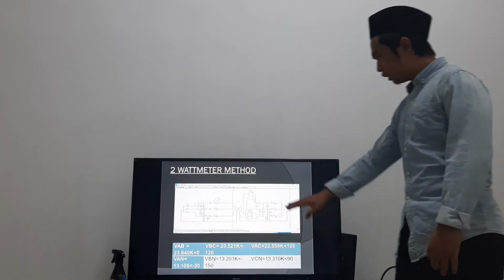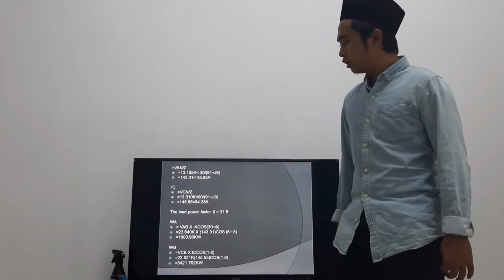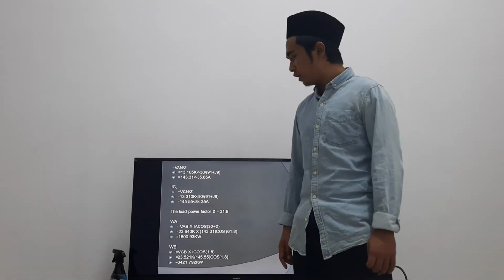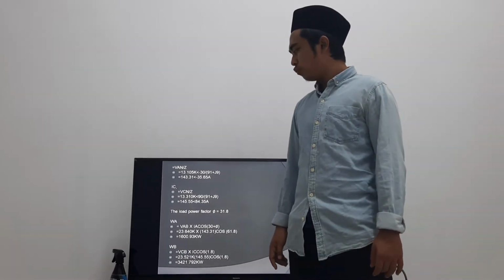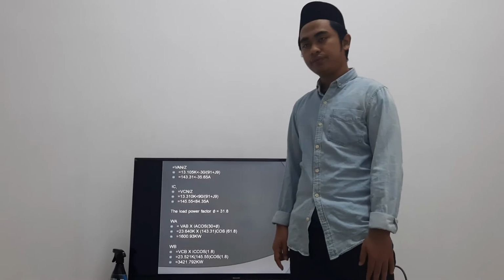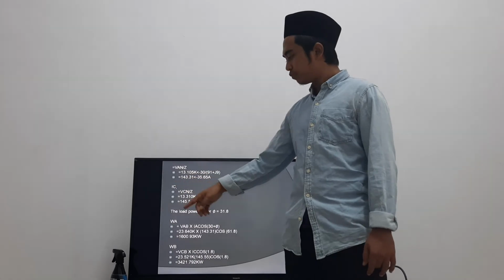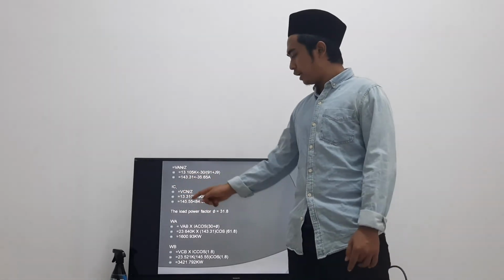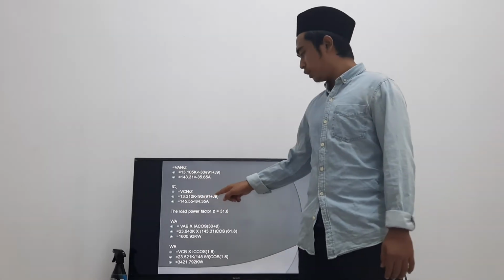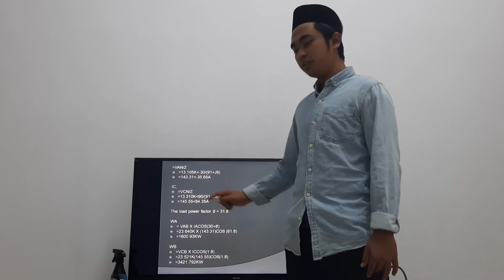So this is the wattmeter. Okay, so the calculation: IA equals VAN divided by Z, which is 13.105 K angle negative 30 divided by 91 plus j9, equals 143.31 angle 35.65 ampere. For IC, VCN divided by Z, 13.310 K angle 90 divided by 91 plus j9, equals 145.55 angle 64.35 ampere.